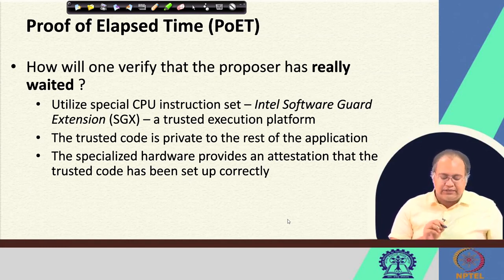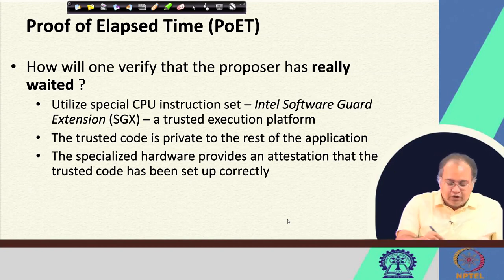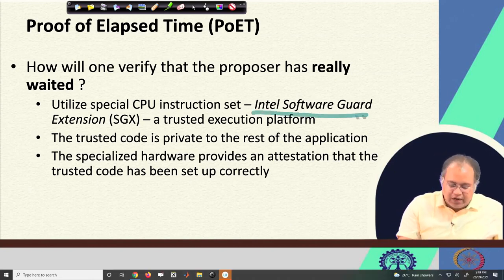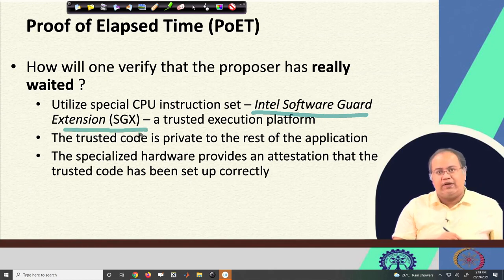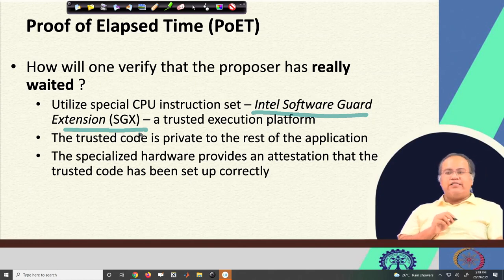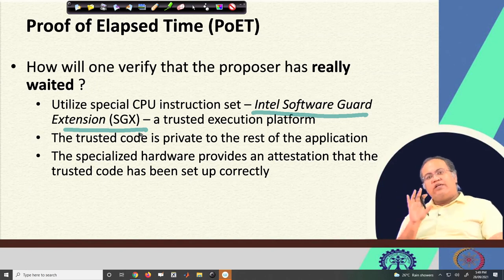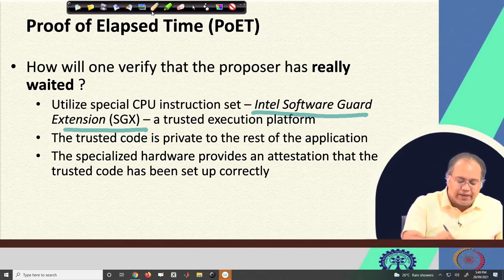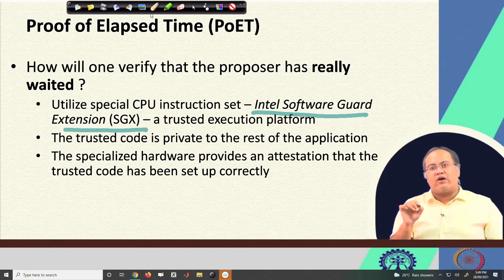It utilizes a special CPU instruction set called Intel Software Guard Extension, or Intel SGX. This Intel SGX is a trusted execution platform. So, what is a trusted execution platform? A trusted execution platform is basically a hardware component where you can put certain logic, as a part of your operating system. This trusted execution environment divides your entire computing space into two parts.